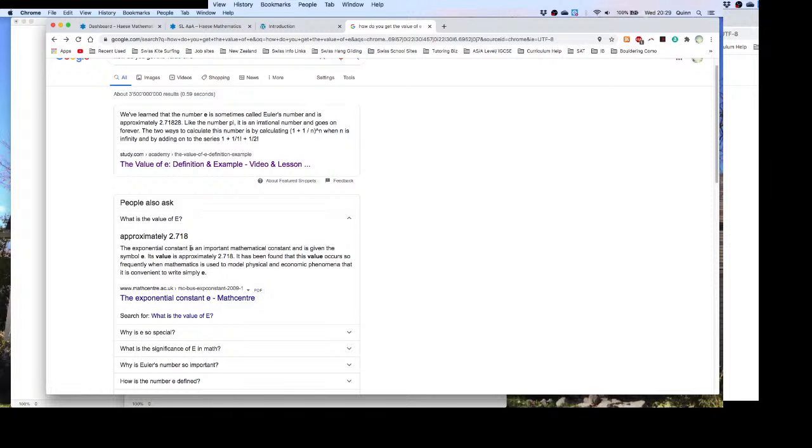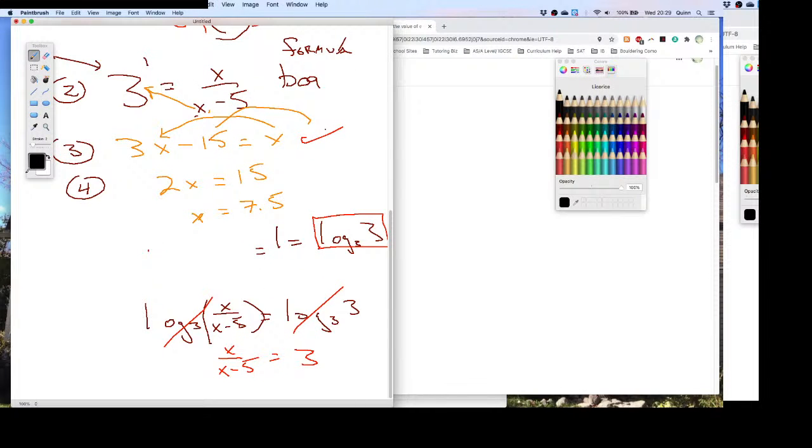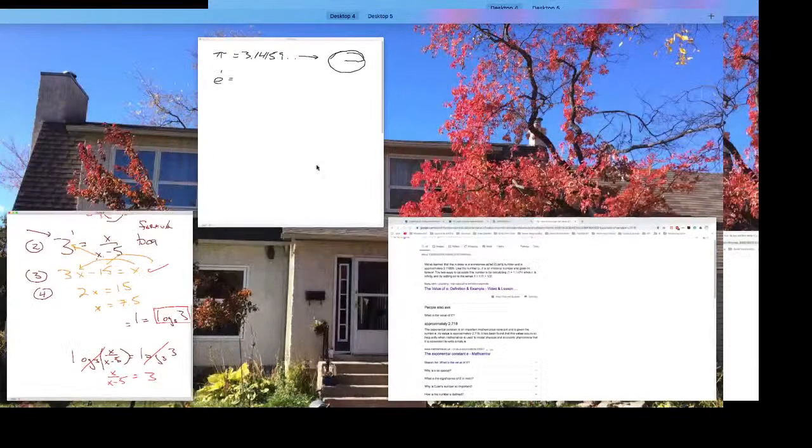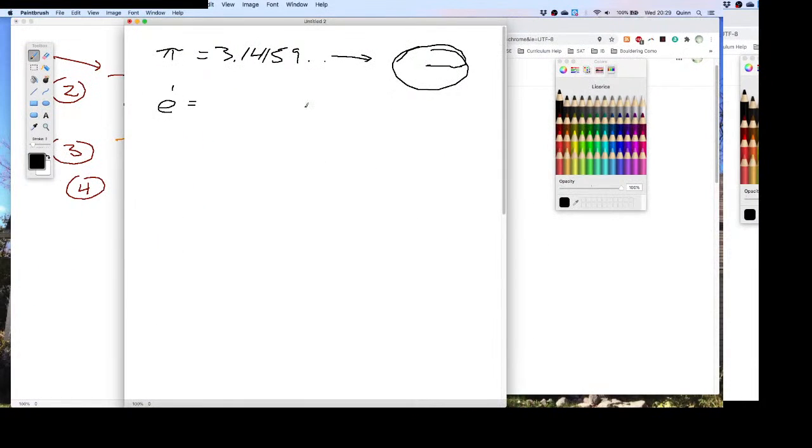See here, the exponential constant is an important mathematical constant. It is given by e. It's approximately 2.718. So all e is, is a constant, okay? And it's a constant that occurs naturally by doing some naturally occurring mathematics in nature, all right? So if we come back to this, Tanya, e is just a constant, 2.7... okay? That's the first thing you guys have to understand.